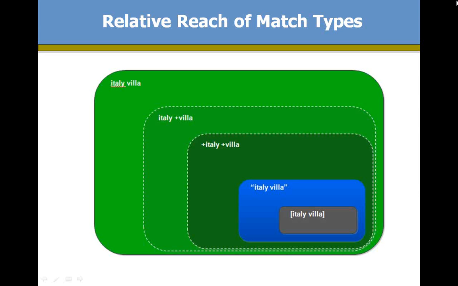Italy Villa with the plus signs could pick up variations of both Italy and Villa, and it could have words before, after, in between, or it could be a reverse order of Villa and Italy. So something like villas in the Italian countryside, or find a villa in Italy to rent. So it would still have those two words in the query, but it could be variants of the keywords as well as a different order of those words.